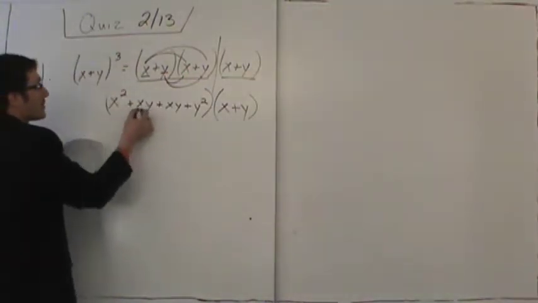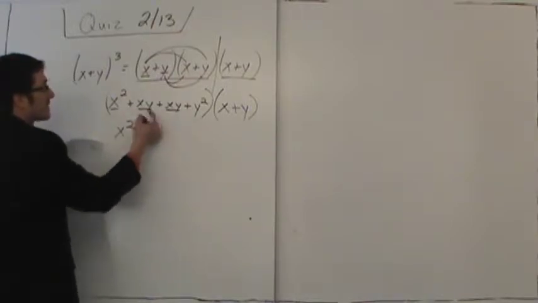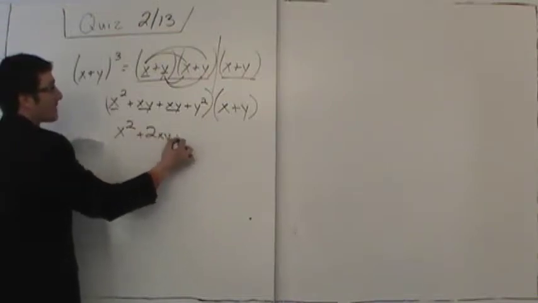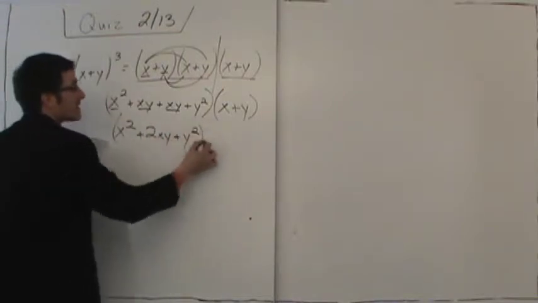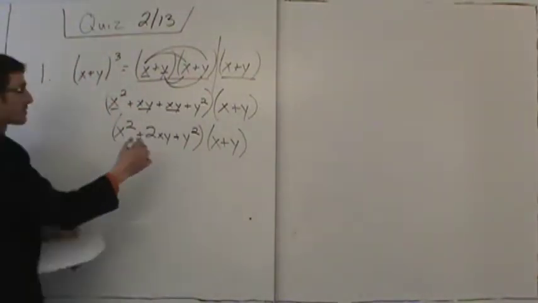Now, we're done multiplying, now we're adding. Does anything match x squared? No. But does something match xy? Yes, we add what's in front. So 1 plus 1 gives 2xy plus y squared. And this is all multiplied by quantity x plus y. Now, we're not done multiplying. We have to do this again.